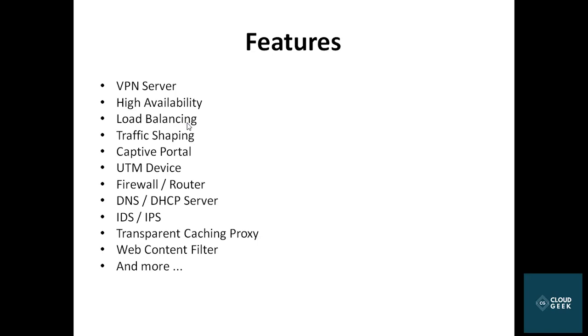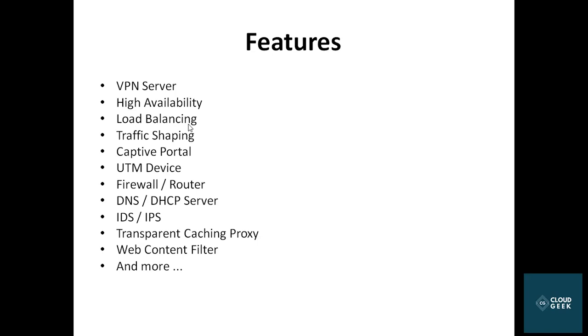Bandwidth limitation: VoIP, voice over IP, should have higher priority than the data. You can configure that based upon your requirement. And the captive portal, for example, if you are running a hotel, you provide the Wi-Fi based upon tokens or a password like that.